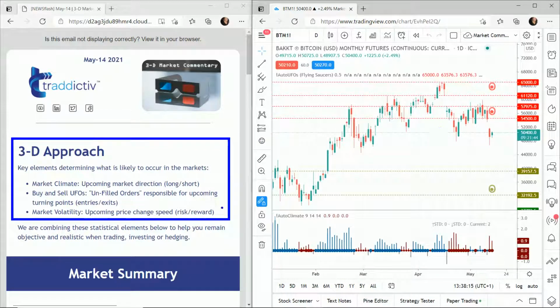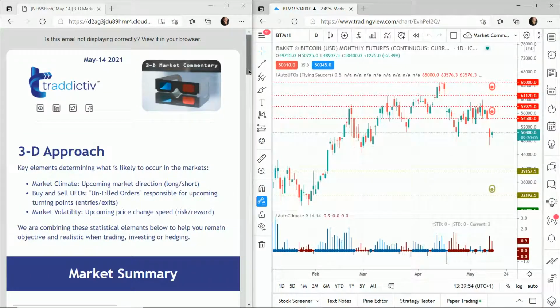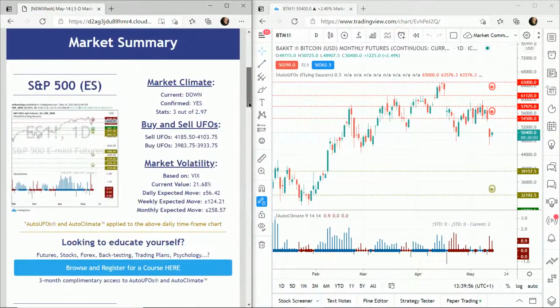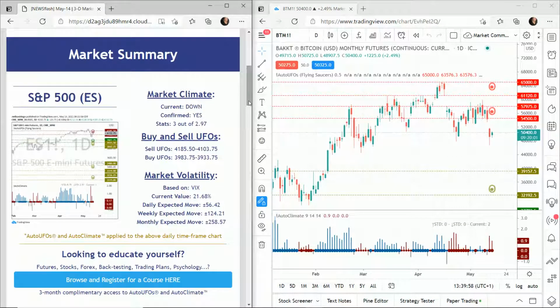We also want to understand the volatility, basically how fast these markets are moving and therefore the associated risk and reward. So we'll go through that per market. We're looking at daily charts. So of course, different things happen on different time frames, but the ones we're looking at are the daily charts.